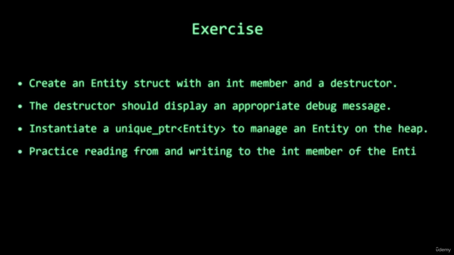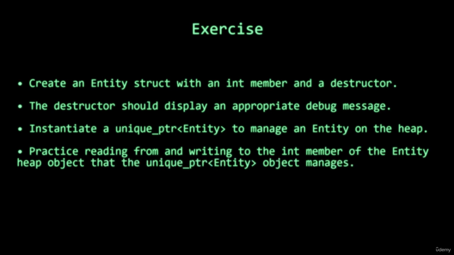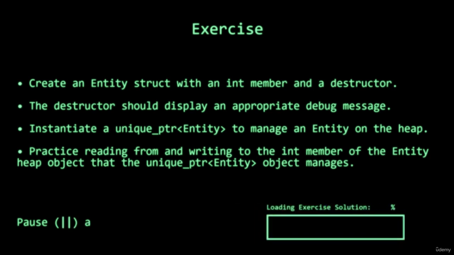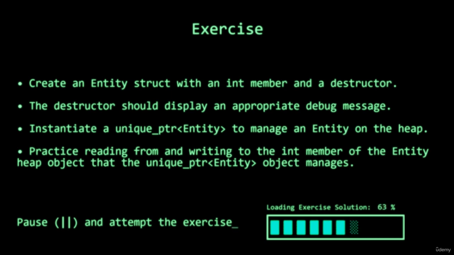Then instantiate a unique pointer to manage an entity on the heap. From here, you want to practice reading from or writing to the int member of the entity heap object that the unique pointer object manages. You'll have to think a bit about how you're going to access that int member of the entity object that is on the heap. Go ahead, pause the video and try this exercise.